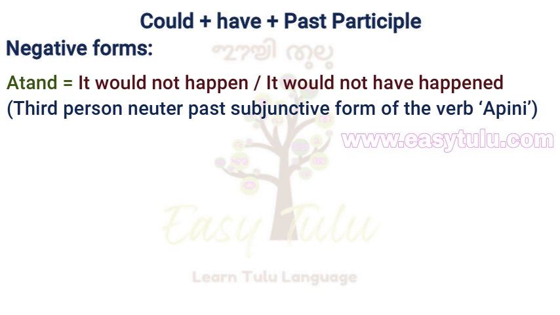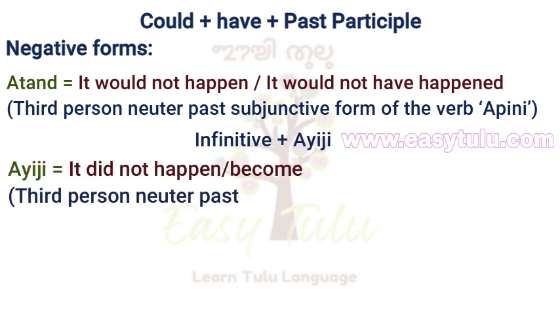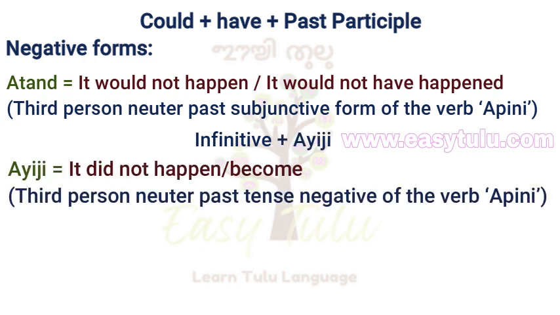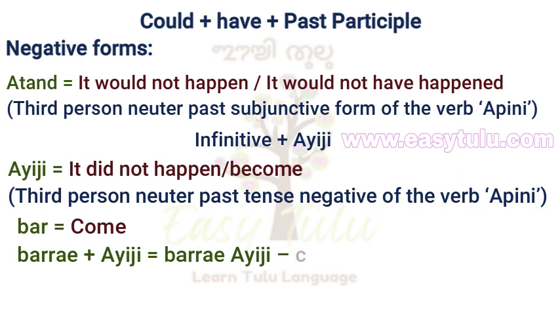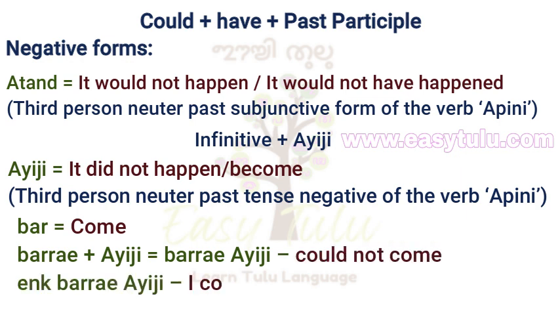Let us translate could not in Tulu first. To translate could not in Tulu, we have to add third person neuter past tense of the verb apini to the infinitive. Example, baru means come. Barere or barre is the infinitive. Barre plus ig. Barre ig could not come. Enku barre aiji, I could not come.